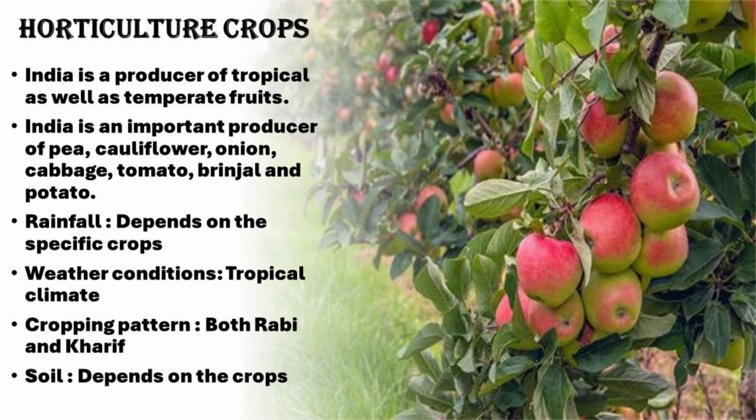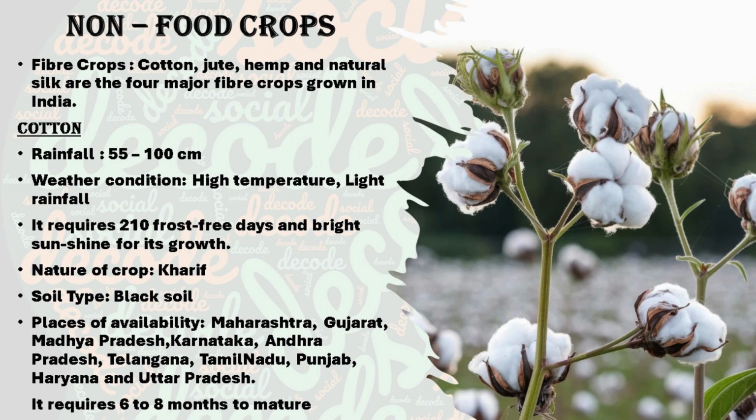India's diverse climate and rich soil types allow farmers to grow a wide range of horticultural crops, from apples in Kashmir to bananas in Tamil Nadu. This makes India one of the leading producers of horticultural crops in the world. Next, we are going to see about the fiber crops. Cotton, jute, hemp, and natural silk are the four major fiber crops grown in India.